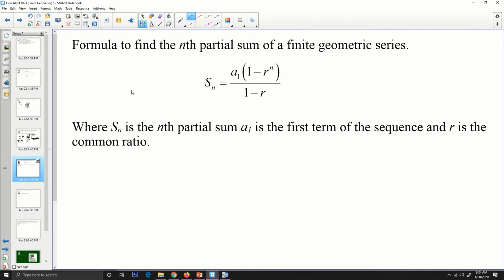All right, next question, or next statement here. To find the nth partial sum of a geometric series.